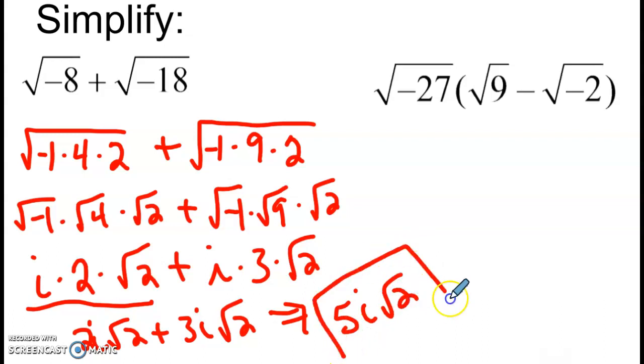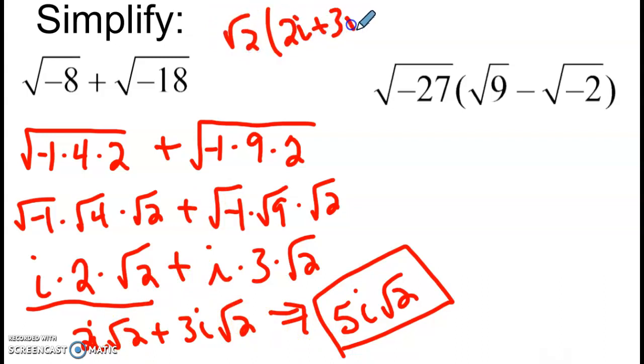Okay, I don't really think of it as factoring out as much as combining like terms, but sometimes people will factor the square root of 2 out to see that they have 2i plus 3i, and then they realize, oh, that's just 5i times the square root of 2. Maybe you noticed that you had 2i square roots of 2 plus 3i square roots of 2, that's 5i square roots of 2. Okay?